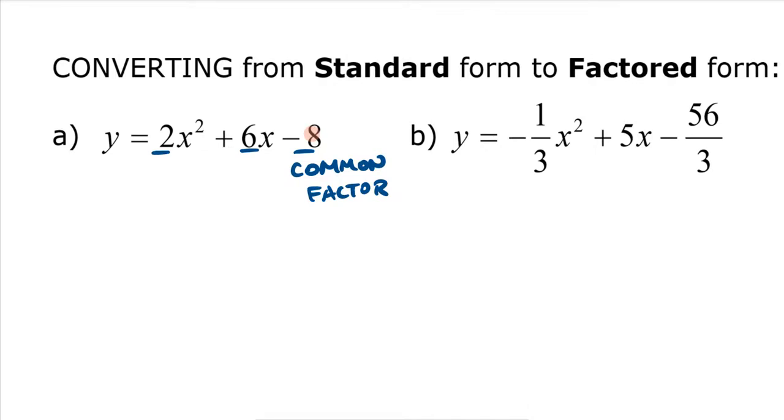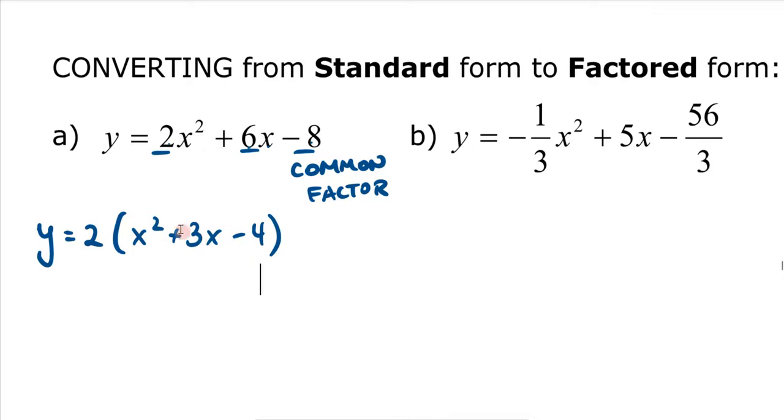Okay, so if I factor out a 2, well, what do I get? Well, 2x squared divided by 2 is x squared. 6x divided by 2 is 3x. And 8 divided by 2 is 4. And it's a minus 8, so I'll say minus 4.